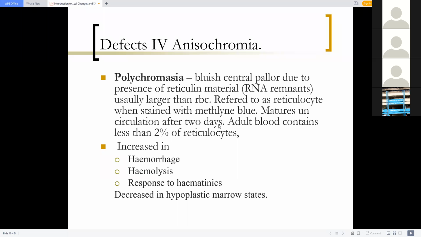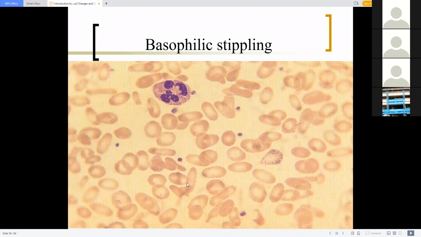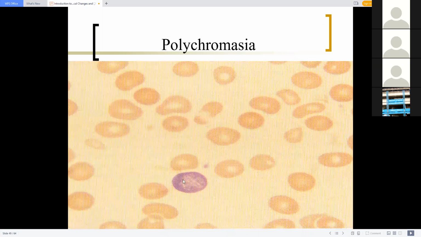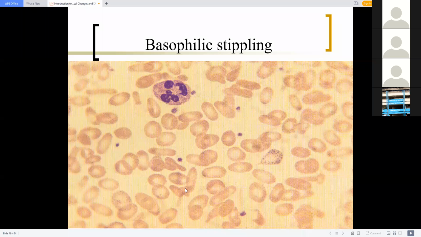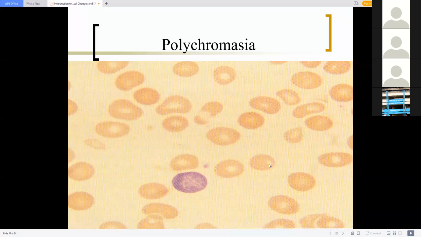All right, so this is a polychromatic cell, right? That bluish cell there is a polychromatic cell. It takes this bluish tint. So you can see normal staining cells, and then there are these polychromatic cells, right? Then there are other inclusions that I'm going to introduce, like basophilic stippling.